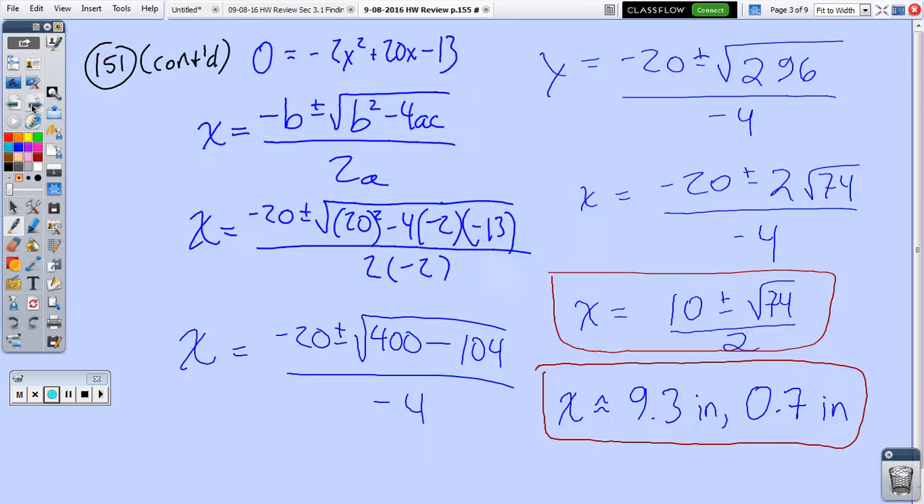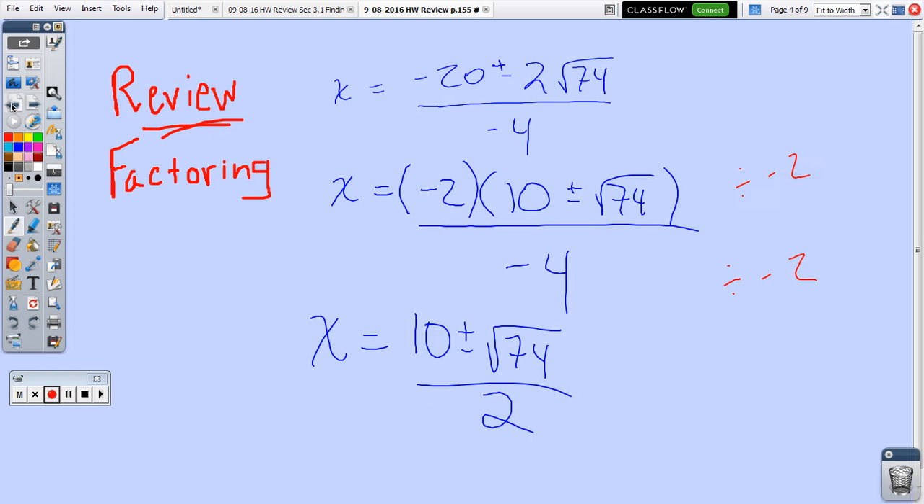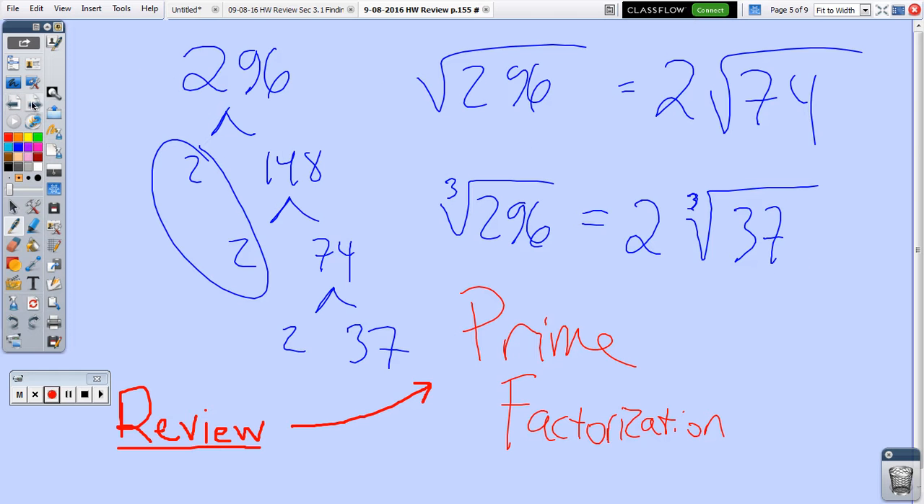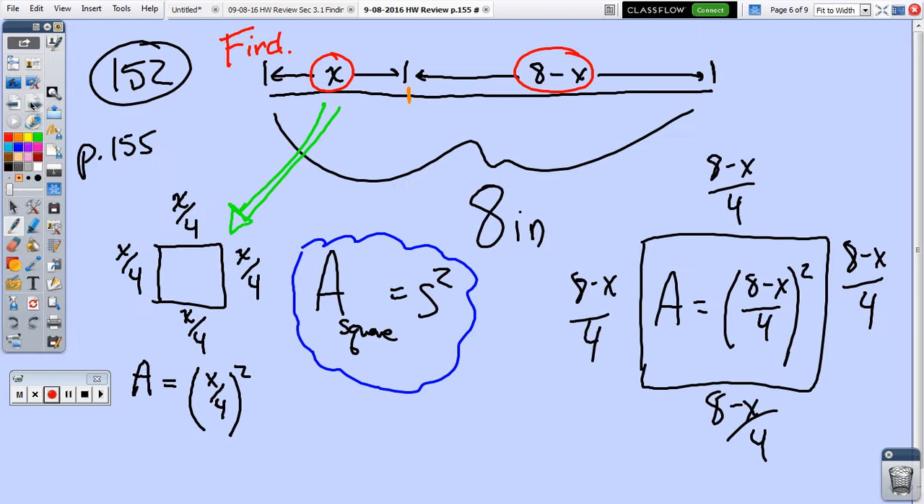Alright, so let's see, where did we leave off? Did we complete 152 with the cutting of the wire? So let's just pick up here. We're doing this problem. You guys know where you left off.